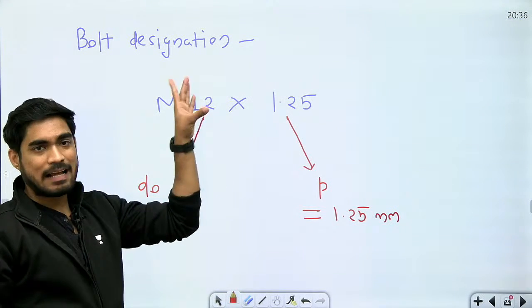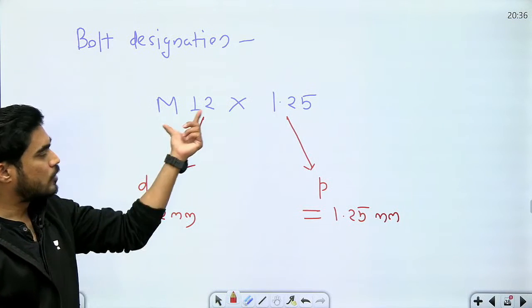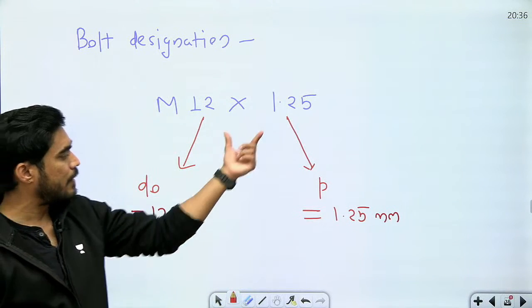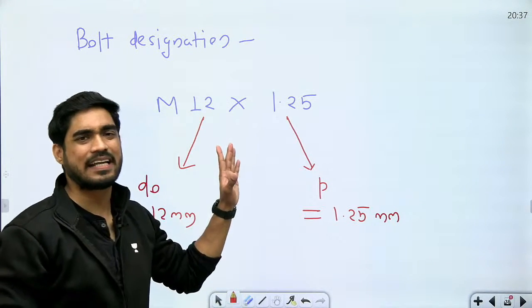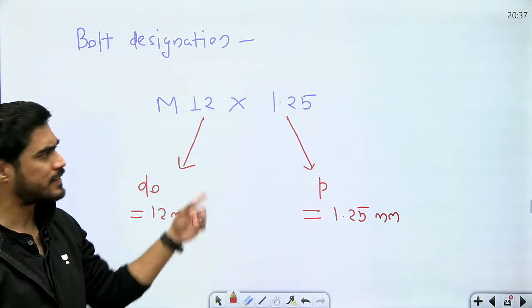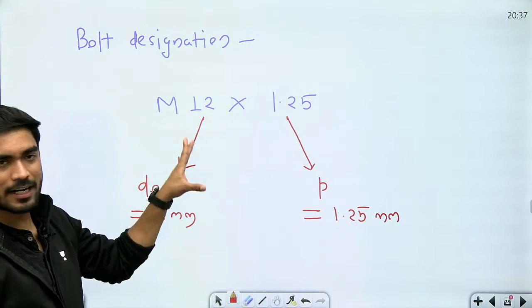Okay. So this is the bolt designation. M12 into 1.25 का मतलब nominal diameter is 12 mm and pitch is 1.25 mm. Okay. M stands for metric threads. There are different types of threads. So M stands for metric threads. Okay. तो मेरे भाई, I hope this is clear to everyone.